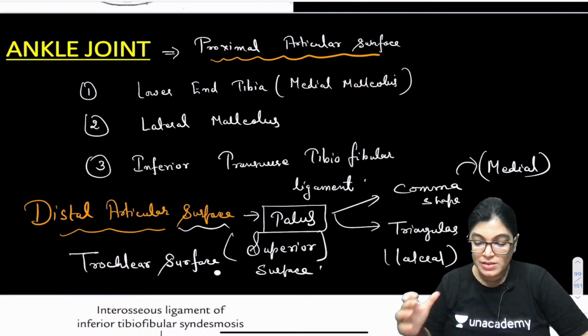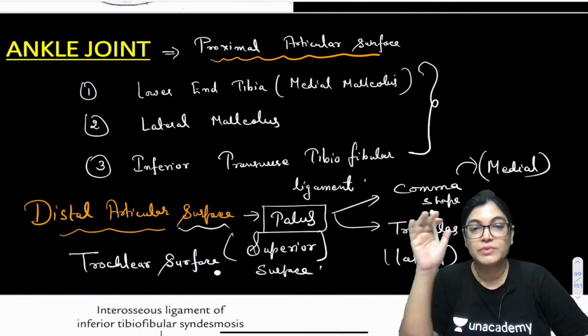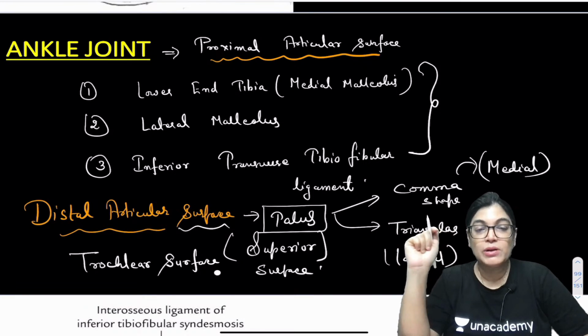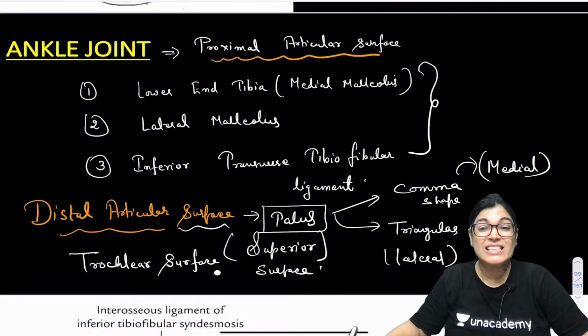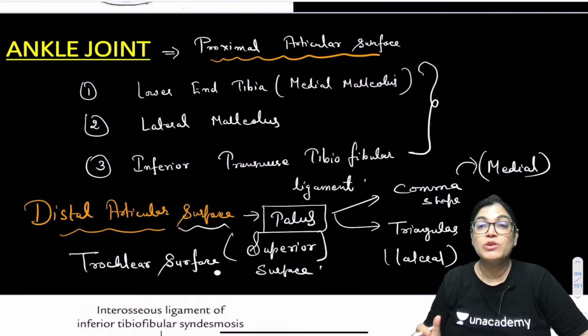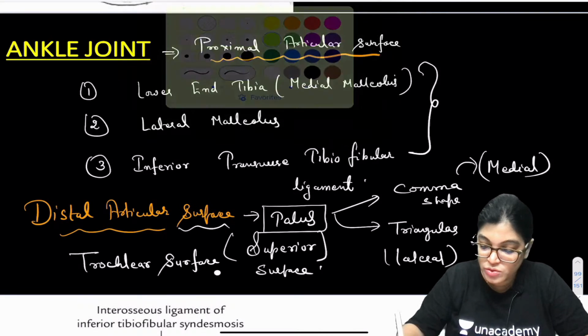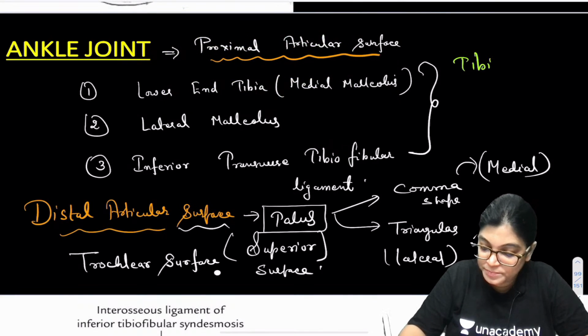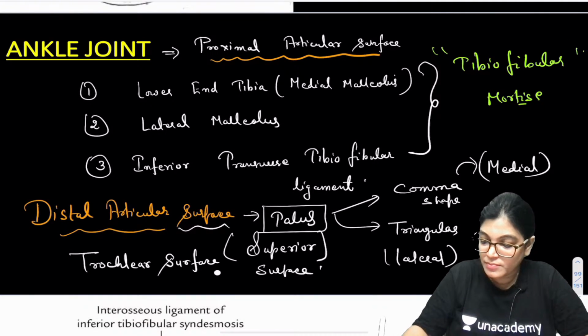And together, the lower end of the tibia, the lower end of the fibula, the lateral malleolus and the inferior transverse tibiofibular ligament are forming a strong tibiofibular mortise. So the ankle joint is a very stable and strong joint. So together it is forming the tibiofibular mortise.